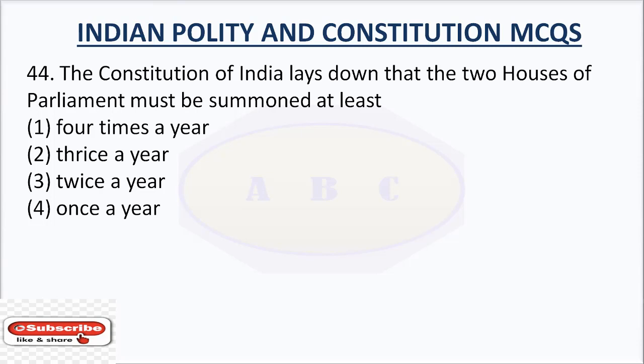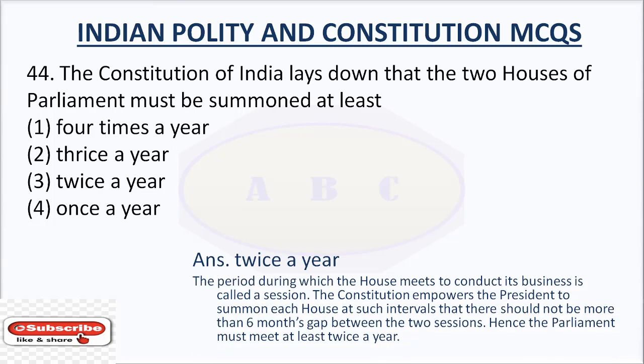Question number 44. The Constitution of India lays down that the two houses of Parliament must be summoned at least: option number 1, 4 times a year; option number 2, thrice a year; option number 3, twice a year; option number 4, once a year. The answer is twice a year.